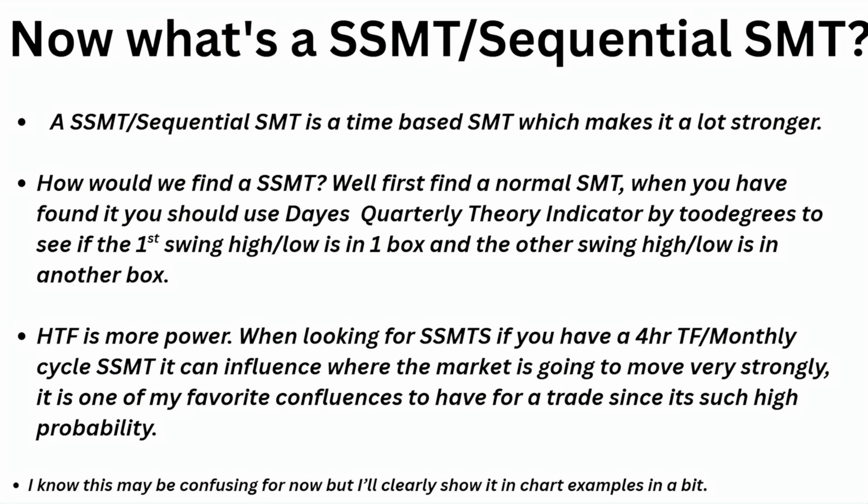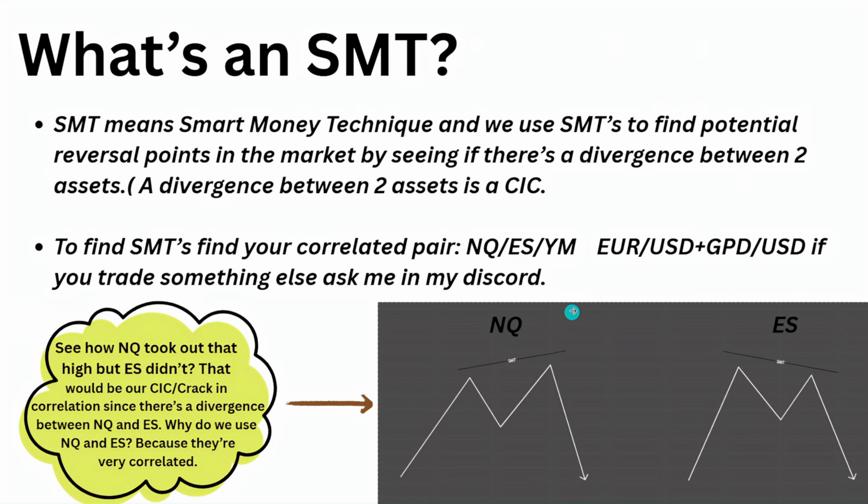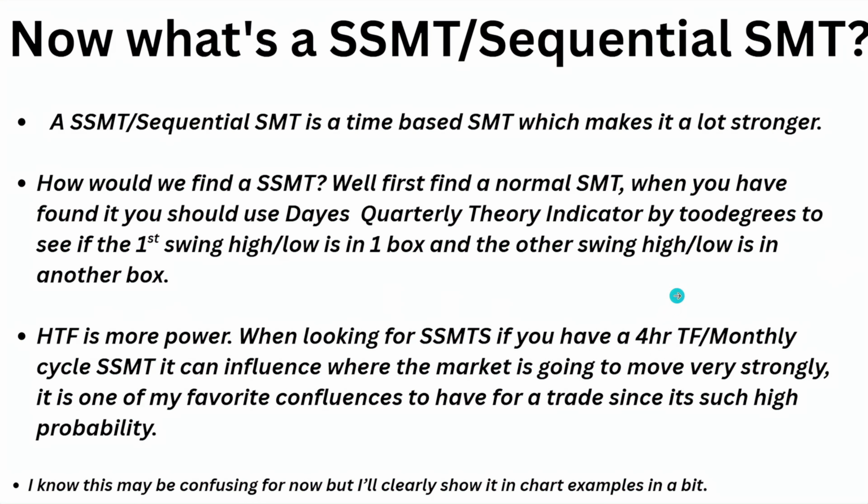Now, how would we find a sequential SMT? We know what it is, but how are we going to find it? Well, first, you need to find a normal SMT, right? Go on your pair, go on NQ, ES, YM, Euro/USD, GBP/USD. Find your SMT like this. And then use Day's quarterly theory indicator, unless you want to calculate it, which is super inefficient. Use Day's quarterly theory indicator to see if the first swing high is in one box, and the other swing high or low is in another box.